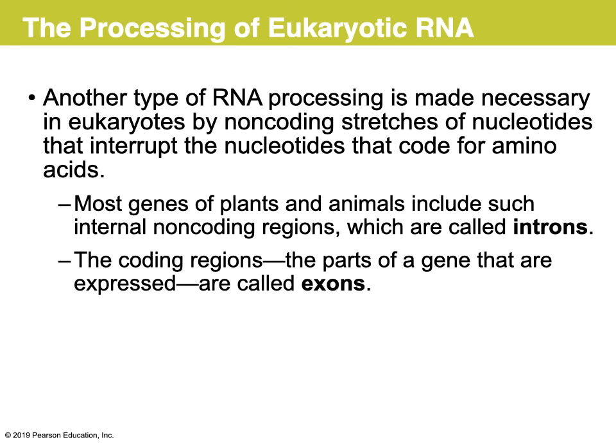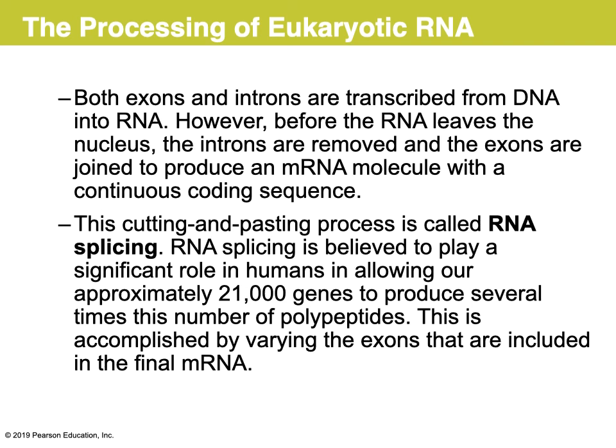Now, both exons and introns are going to be transcribed from DNA into RNA. But before the RNA leaves the nucleus, the introns, the non-coding parts, are removed, and the exons are joined together to form an mRNA molecule with a continuous coding sequence. This whole business of cutting and pasting is called RNA splicing. And there's a lot of questions about this. Why even have these stretches that don't code?